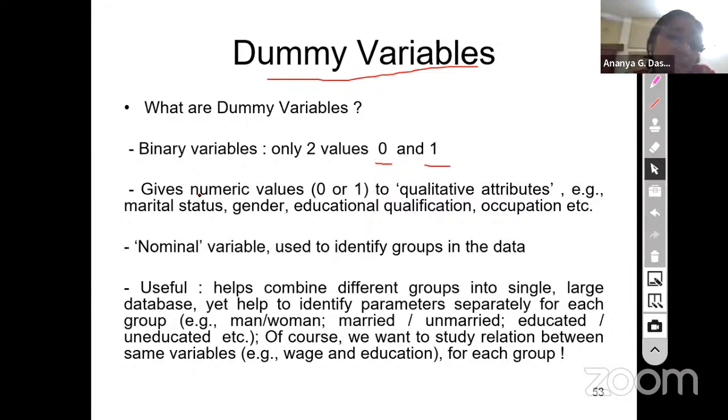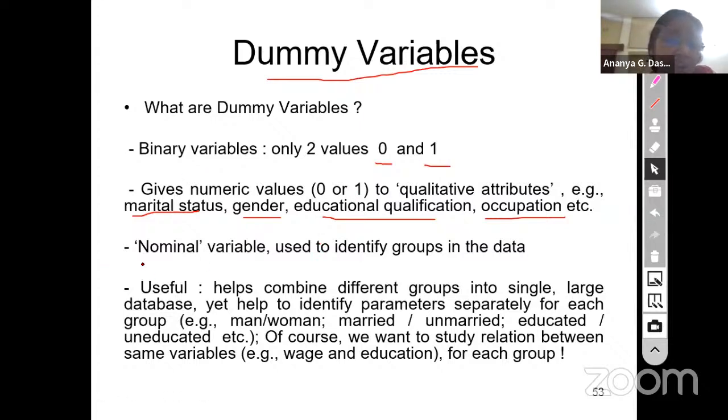Now, where do we use them? As one of you had mentioned earlier, sometimes we have all these nominal characteristics of the data, like marital status, gender, educational qualification, occupation. These are all features of the data, and these are nominal variables, so they cannot be directly used in a regression. But we can actually use dummy variables to quantify them, and that's something that we use a lot of times.